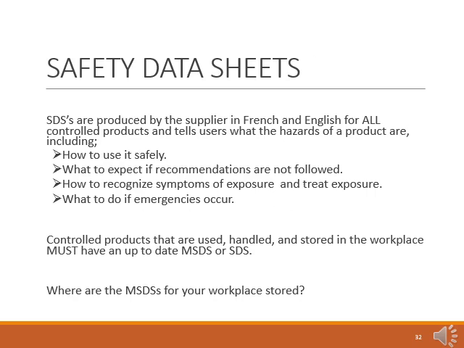Safety data sheets are produced by the supplier in French and English for all controlled products and tell the users what the hazards of the product are, including how to use it safely, what to expect if recommendations are not followed, how to recognize symptoms of exposure and treat exposure, and what to do if an emergency occurs. Controlled products that are used, handled, and stored in the workplace must have an up-to-date MSDS or SDS. Where are the MSDSs or SDSs for your workplace stored?